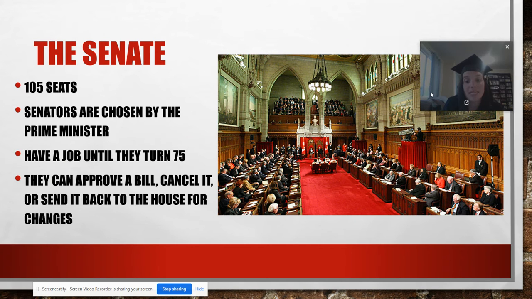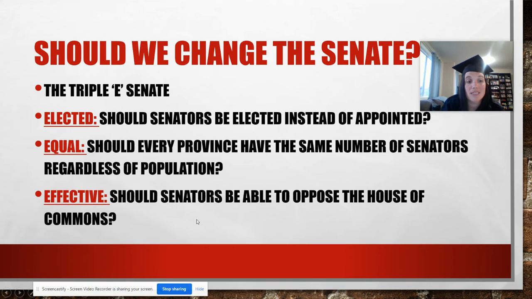Okay, so the Senate is 105 seats. They're chosen by the Prime Minister. They can have a job until they're 75. They can approve a bill, cancel it, or send it back to the House for changes. They usually don't cancel it if they have a problem with it. They just send it back and ask for stuff to be adjusted on it. But a lot of people feel that the Senate is kind of useless as well.